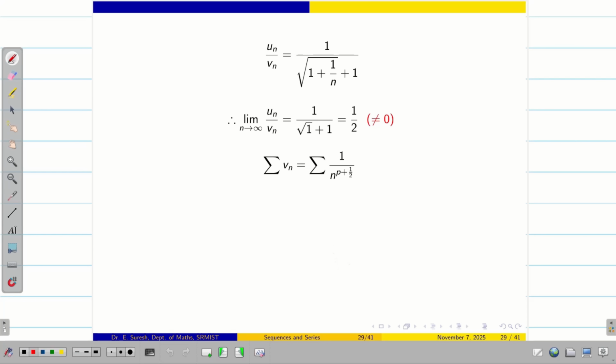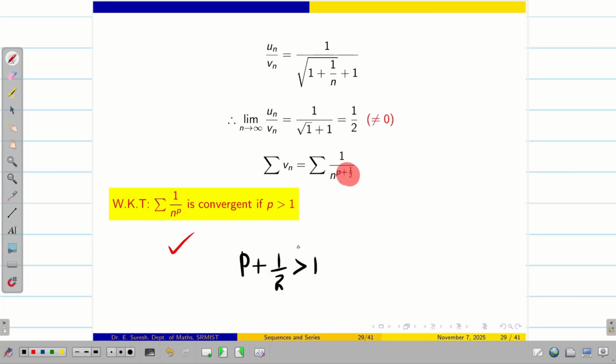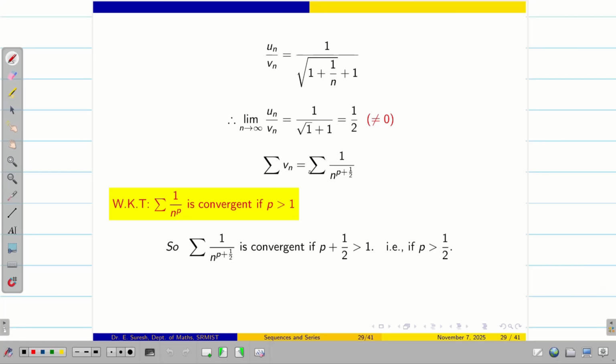Summation vn is equal to summation 1 by n power p plus 1 by 2. We know this result. Summation 1 by n power p converges if p greater than 1. So here we have p plus 1 by 2. So we have to say when p plus 1 by 2 greater than 1, then summation vn converges. Simplifying this, we get p greater than 1 minus 1 by 2, that is simply p greater than 1 by 2. So in this problem, it is special. When p greater than 1 by 2, summation vn converges. If p less than or equal to 1 by 2, then summation vn diverges.